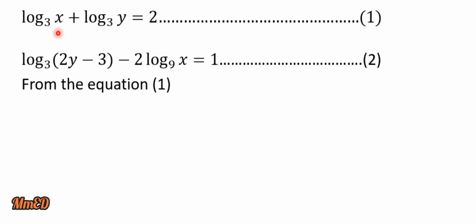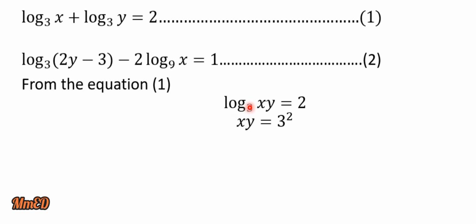So here we have log xy base 3 equals 2, and that is from equation 1. We apply the law of logarithm, which says that when two logs are adding, we multiply the log numbers. So from there we have this. So we can simplify this further to get xy equals 3 exponent 2 by changing the log to indices.